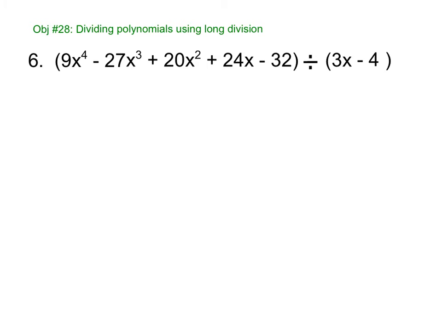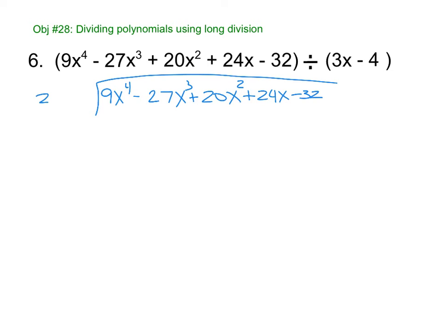All right, pause, try it on your own. All right, so we got 9x to the 4th minus 27x cubed, 20x squared, plus 24x minus 32. And we are dividing by 3x minus 4. So now we're dividing the first term, 9x to the 4th, divided by our x, 3x. So I get 3x to the 3rd. Distribute. 9x to the 4th minus 12x cubed.